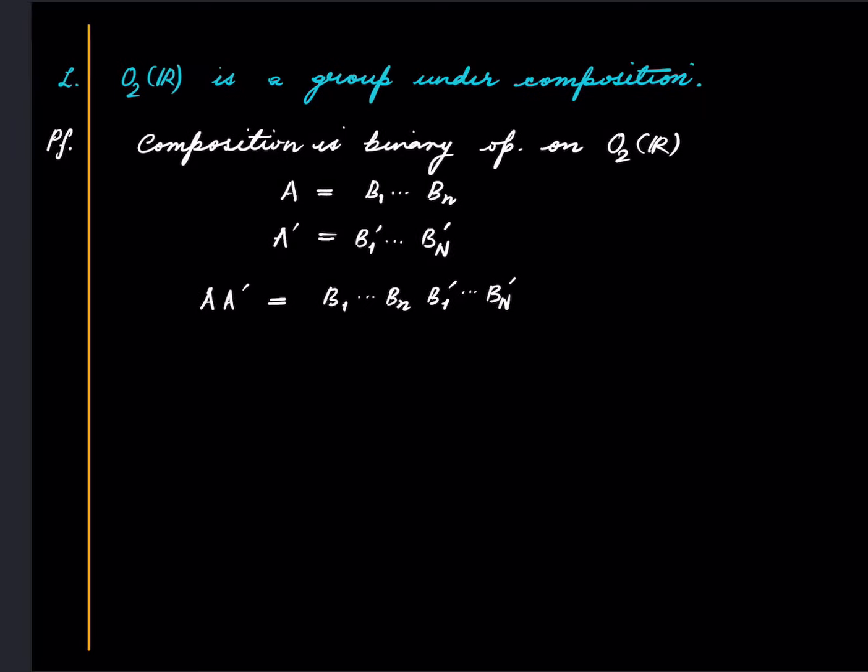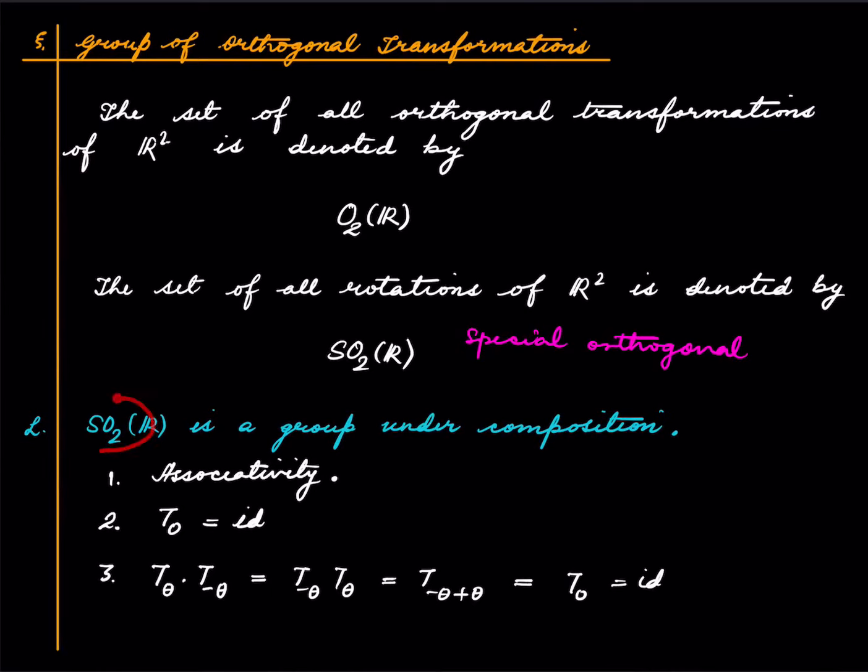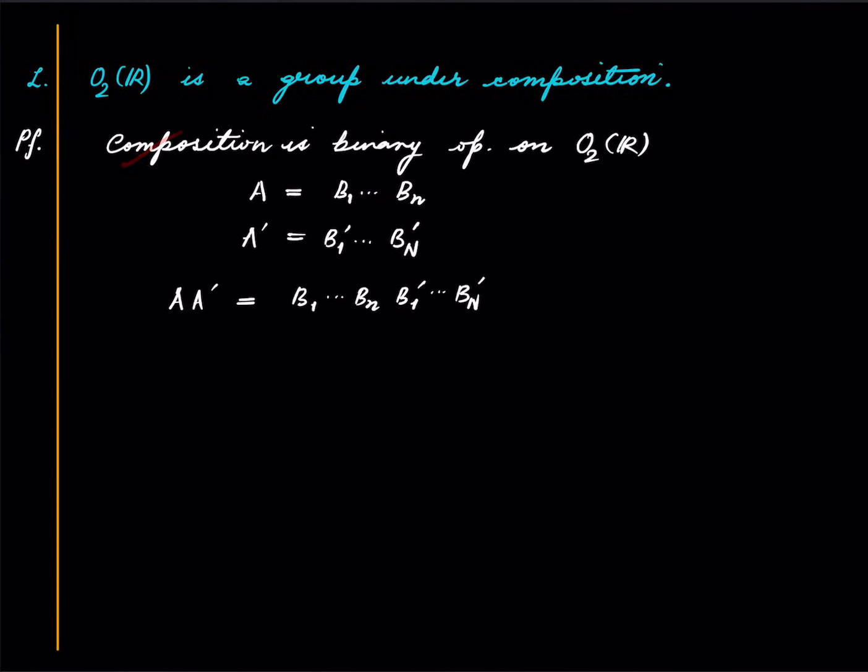We should have checked that here also. That composition indeed is a binary operation. But if you compose two rotations, you get a rotation. That's what we commented when we wrote that this is equal to that. So I should have mentioned that here anyway. So composition is indeed a binary operation.